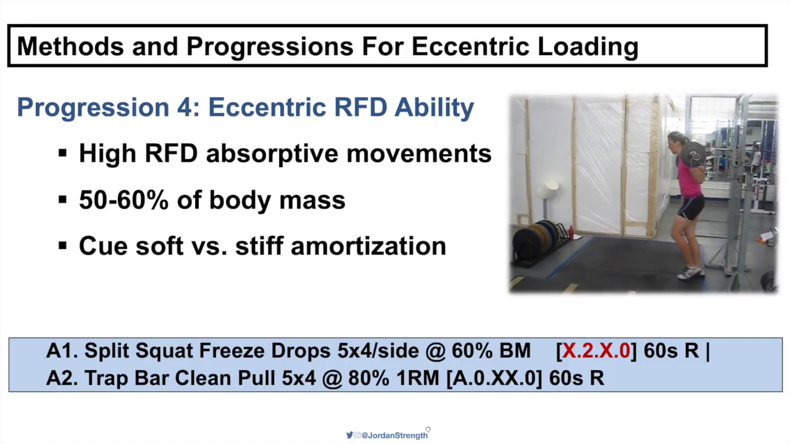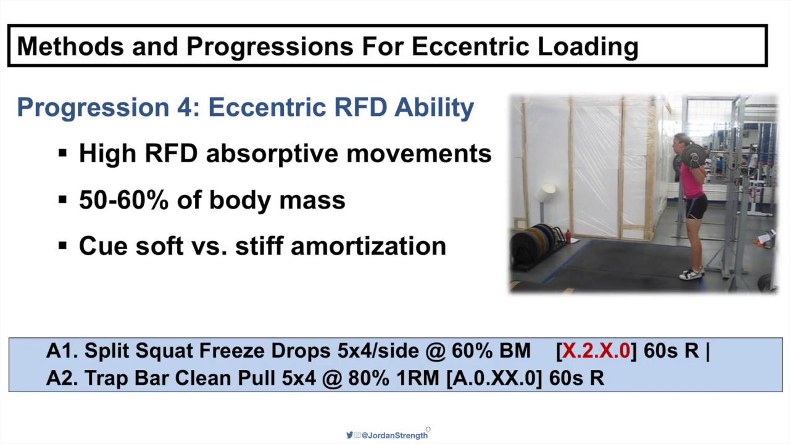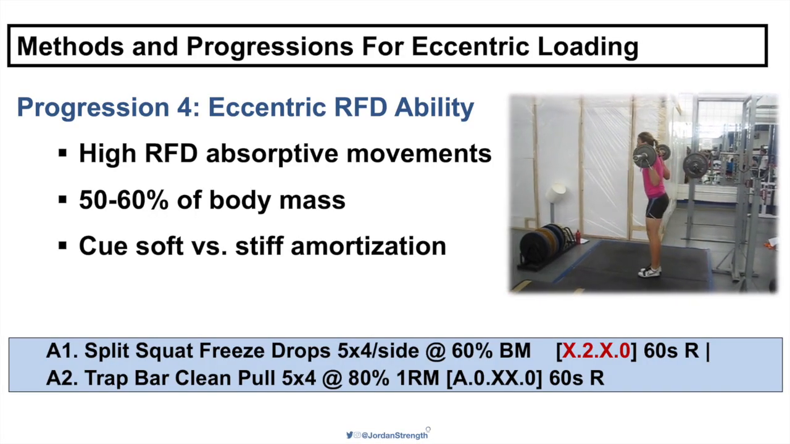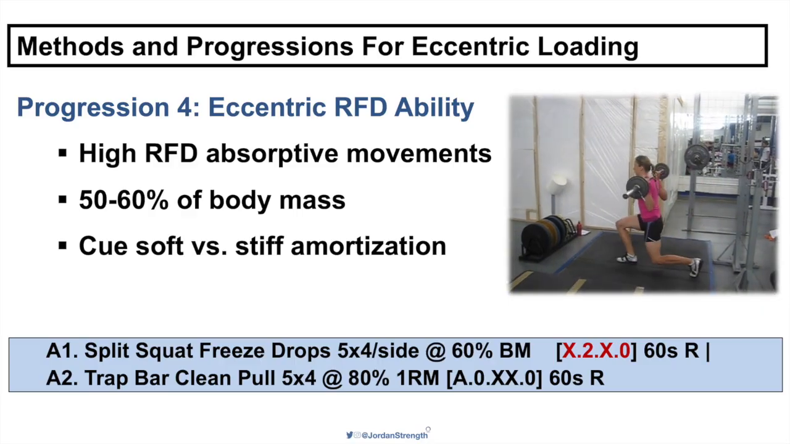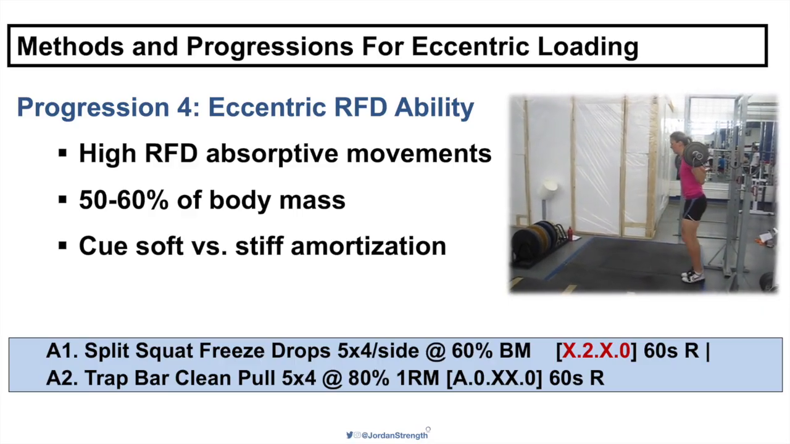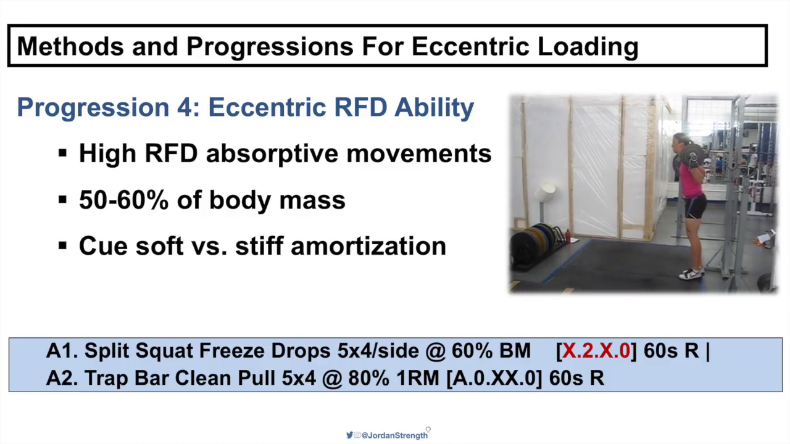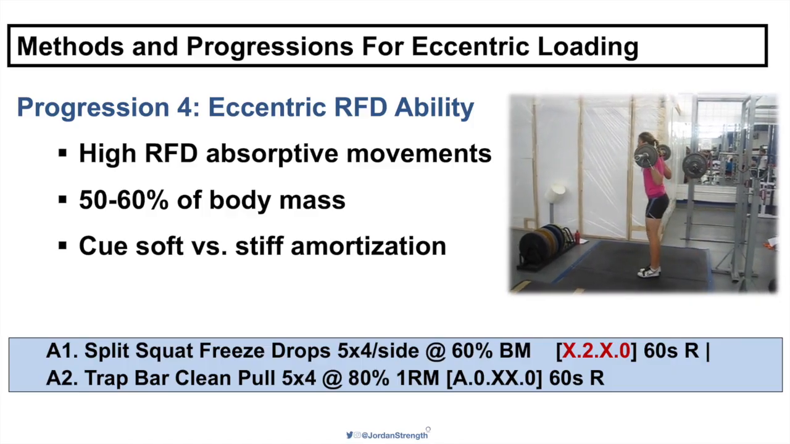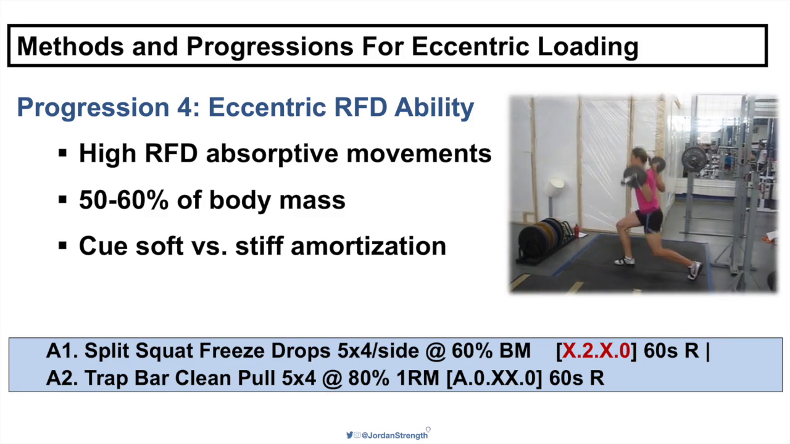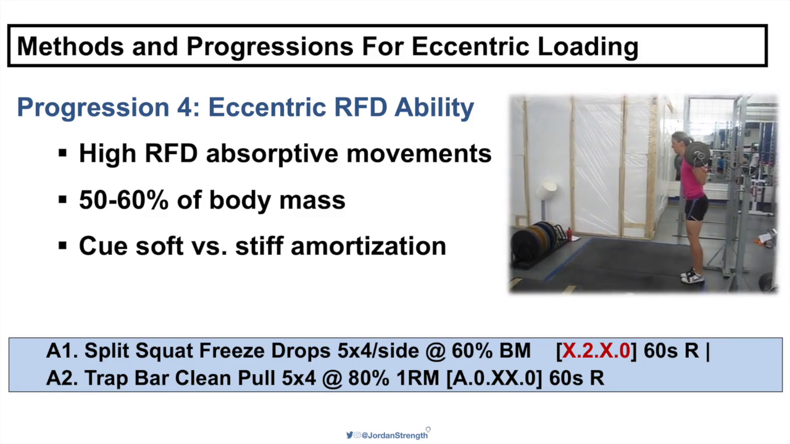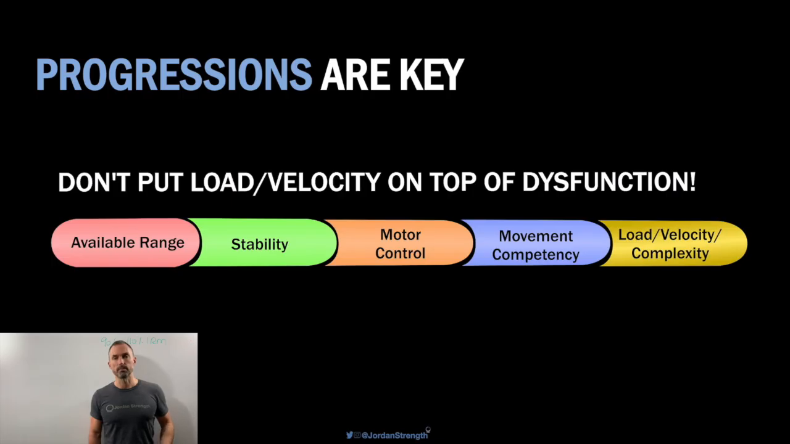The example given is using these split squat freeze drops, 5x4 per side at 60% of body mass, right? Catching, holding for 2 seconds and coming up explosively, and then pairing that with a trap bar clean pull, which is more of a concentric only movement. And here, doing that 5 sets of 4 at 80% of the 1RM, and using this in a paired way to train both the eccentric rate of force development and the concentric movement ability. And this is a classic pairing that I like to use.